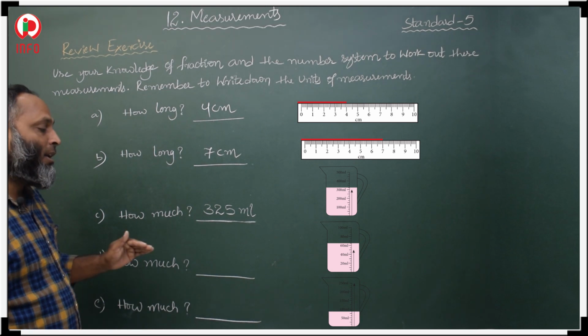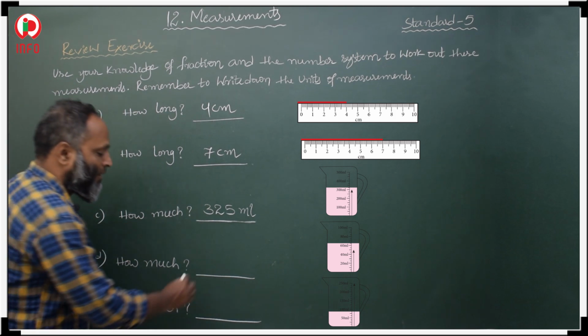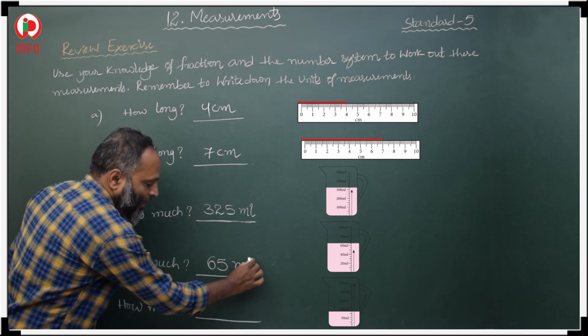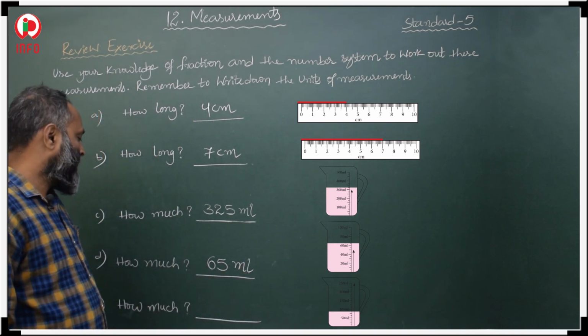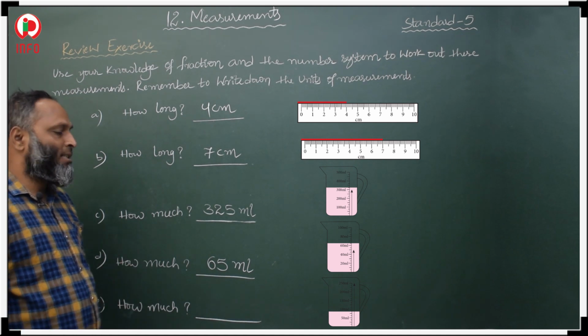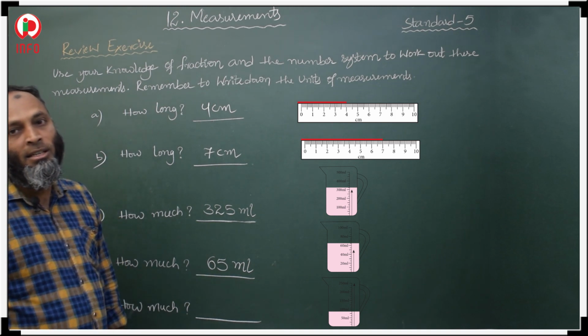So, where the liquid is up to the level of 65 ml. After 60, one small line, so that is 65 ml. In the second beaker, the liquid level is 65 ml. After that, in the third beaker.